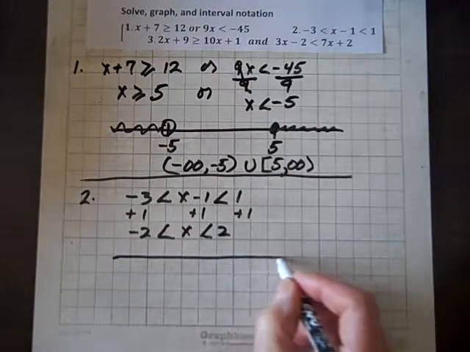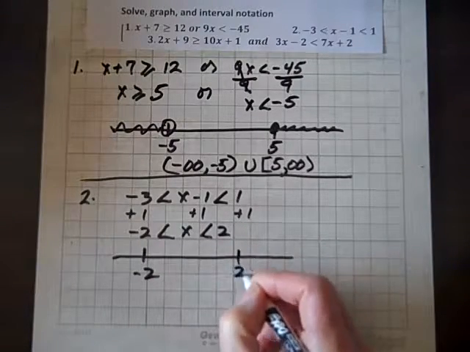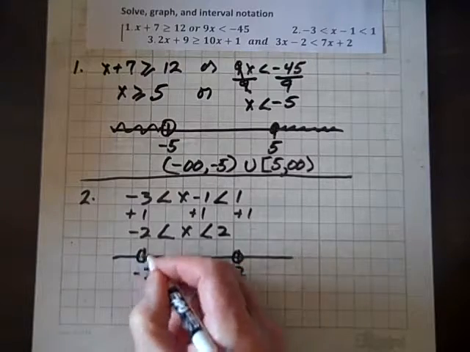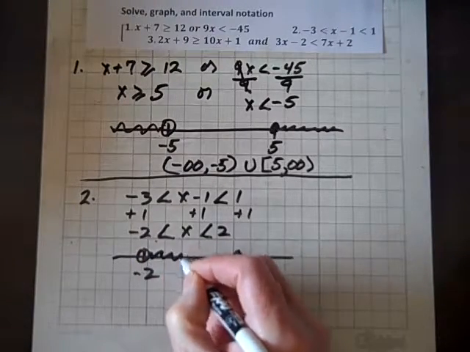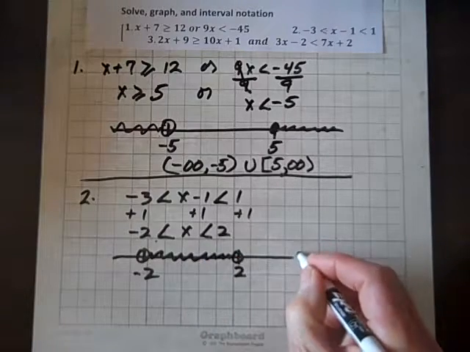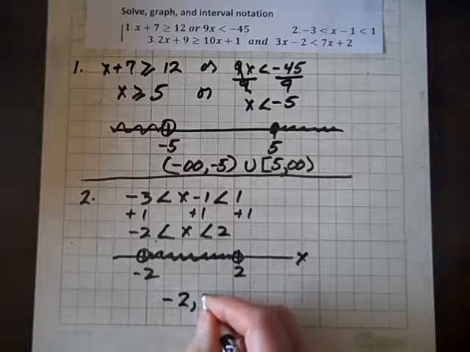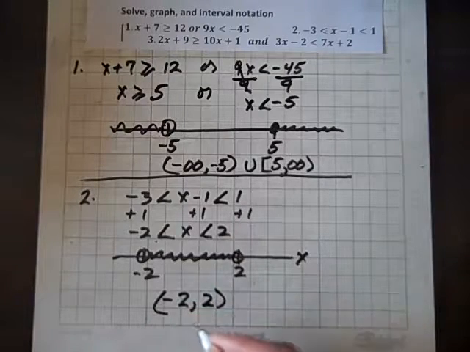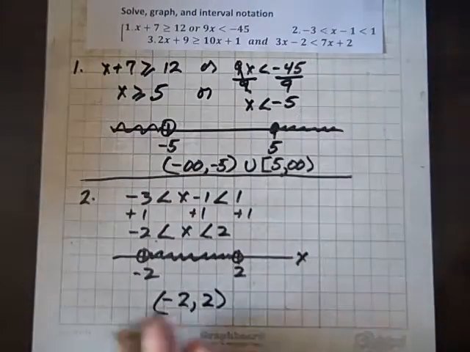Now let's graph. Here we are at negative 2 to 2. Open circles because there's no equal sign associated with either inequality. X is all the values in between. And in interval notation, that'll be negative 2 to 2. And notice we're using parentheses. Now, let's do the third one.